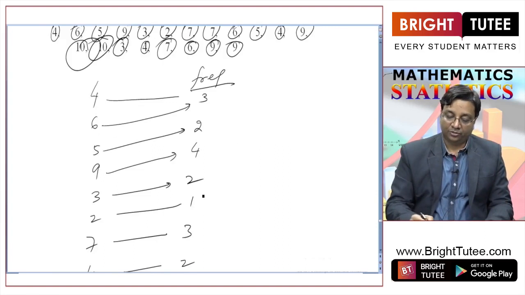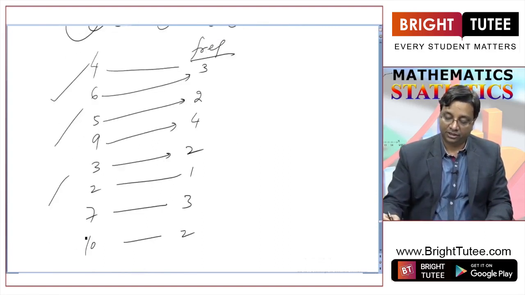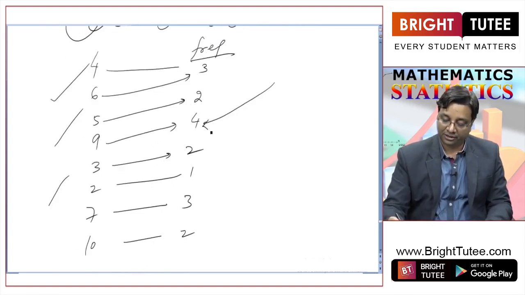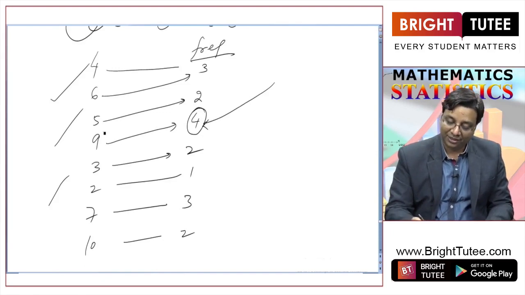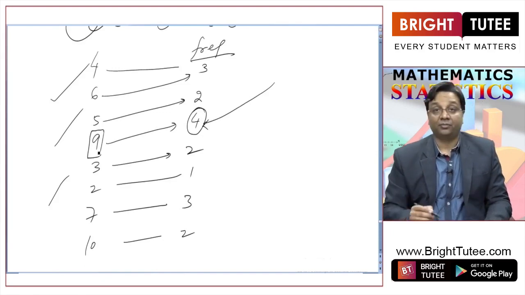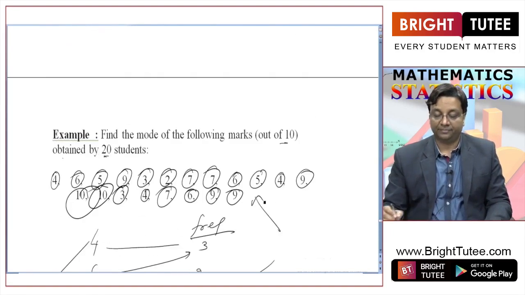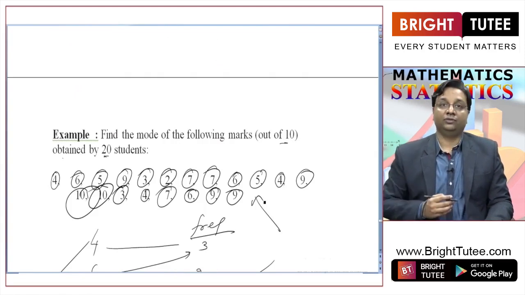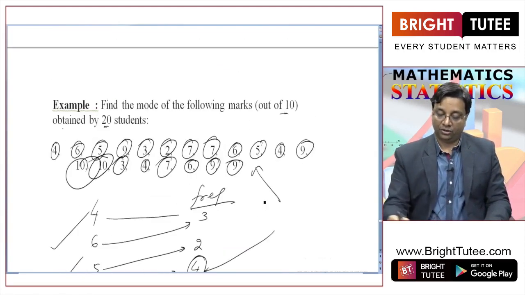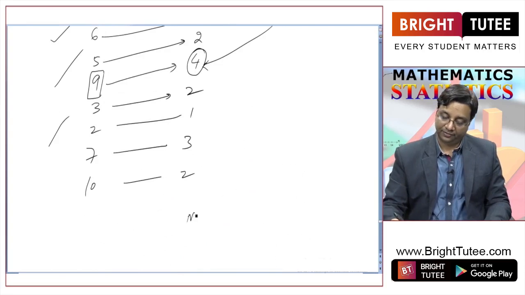So I have written the corresponding frequencies of these numbers. What is the maximum frequency? Maximum frequency is 4. So that means this number 9 appears the maximum number of times in this data. Hence it is the mode of this data. So the mode of this data is 9.